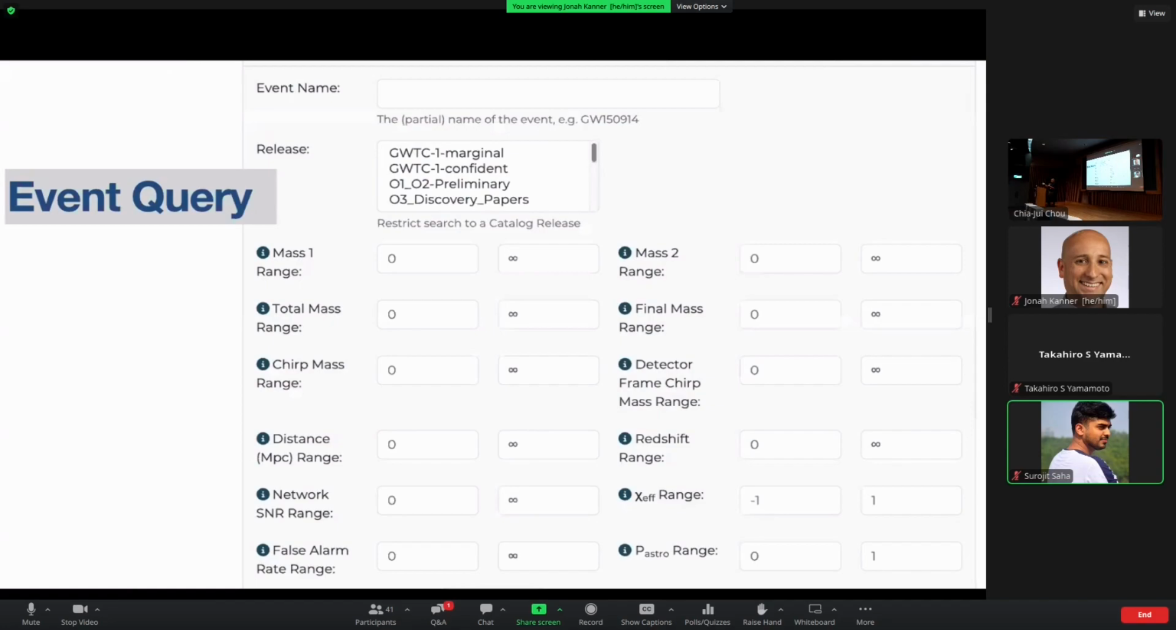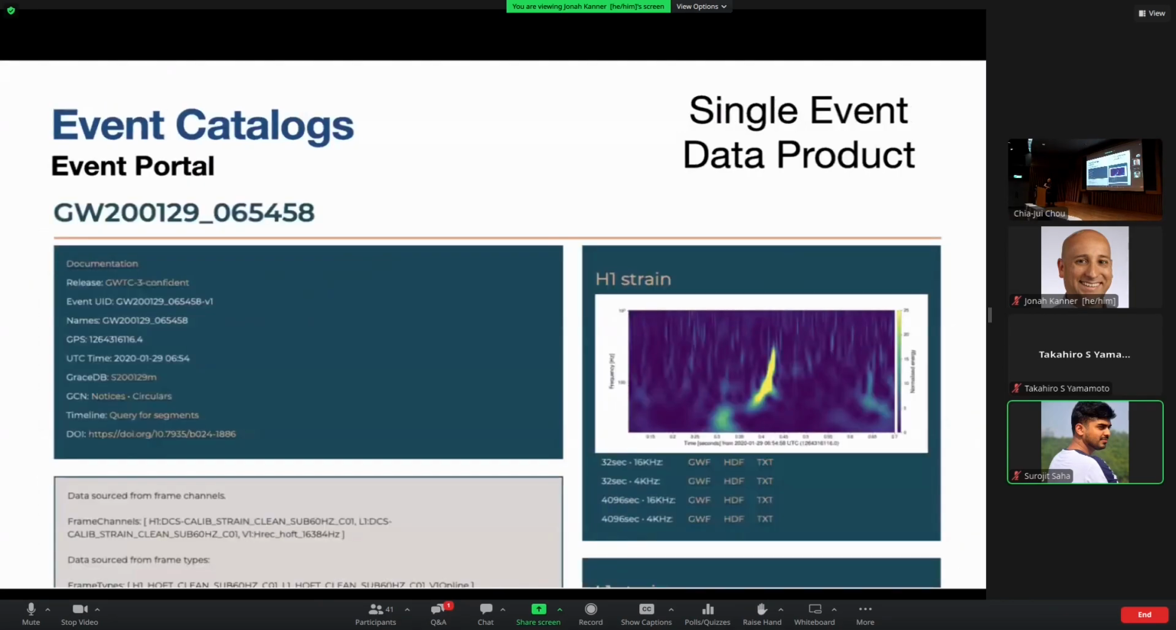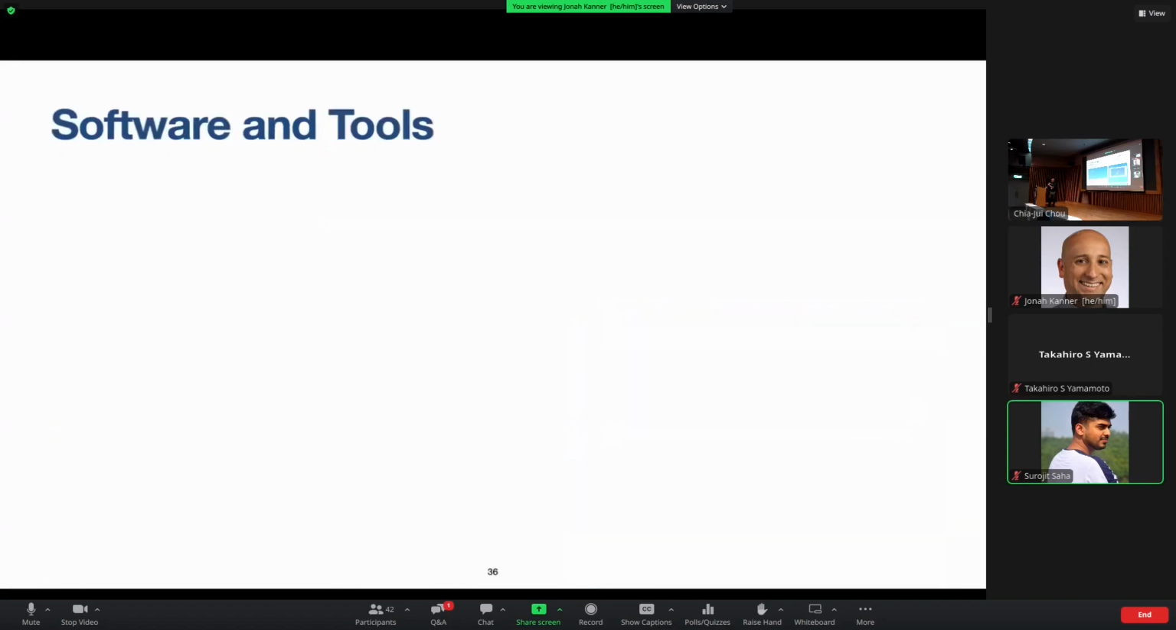With the event portal, there's also a query form. So if you want to get, say, all the events that have a mass less than 3 solar masses, you can query by mass and get different sets of events that way. And then these are more snapshots of the event portal. So again, you can find the data immediately around the discoveries.